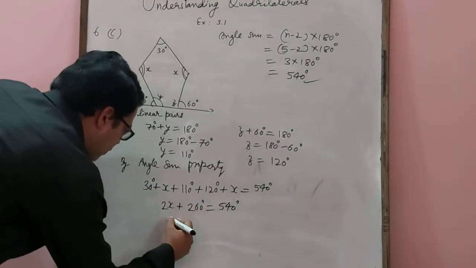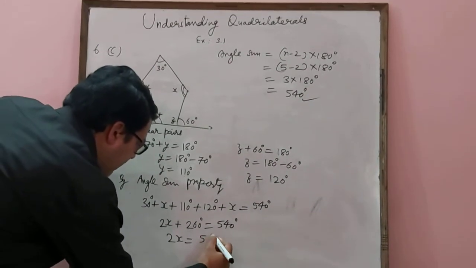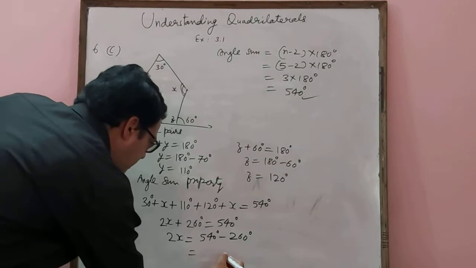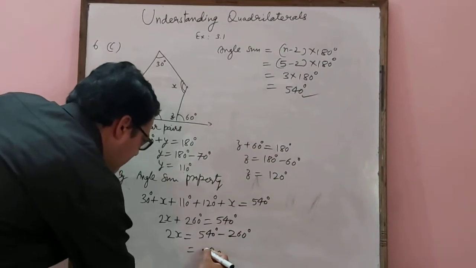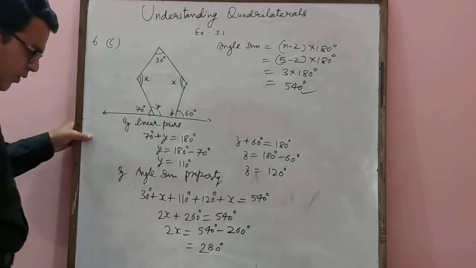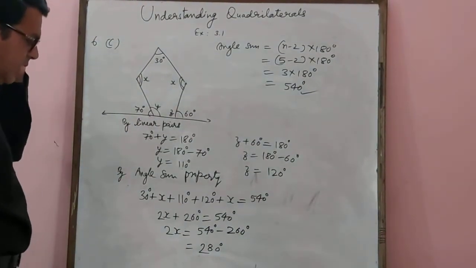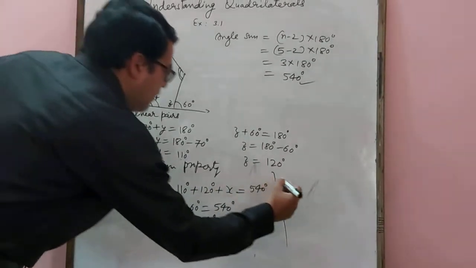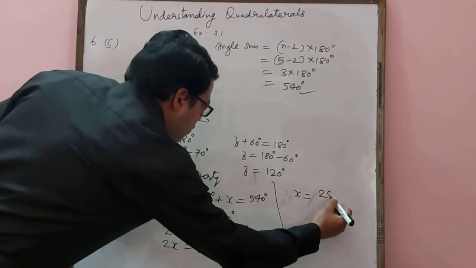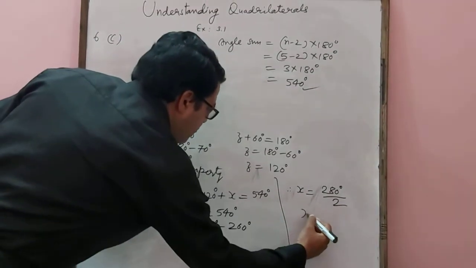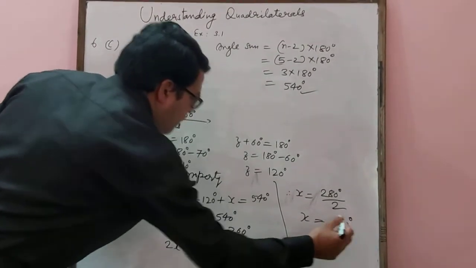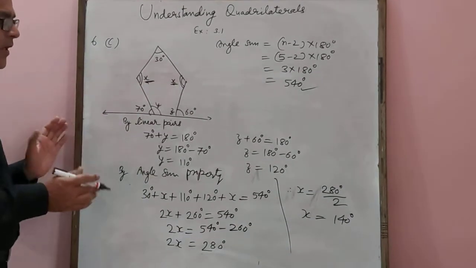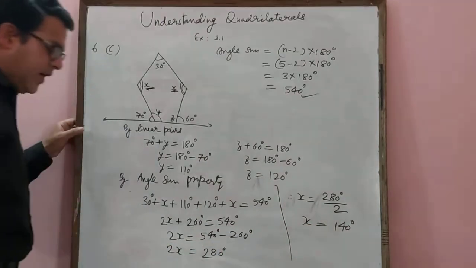So 2x equals 540 minus 260. What will come here after subtraction? 280 we will have. So the value of 2x is 280. Therefore, x will be 280 by 2, so x is 140. So the value of this x and this x, since both the angles are the same, will be 140.